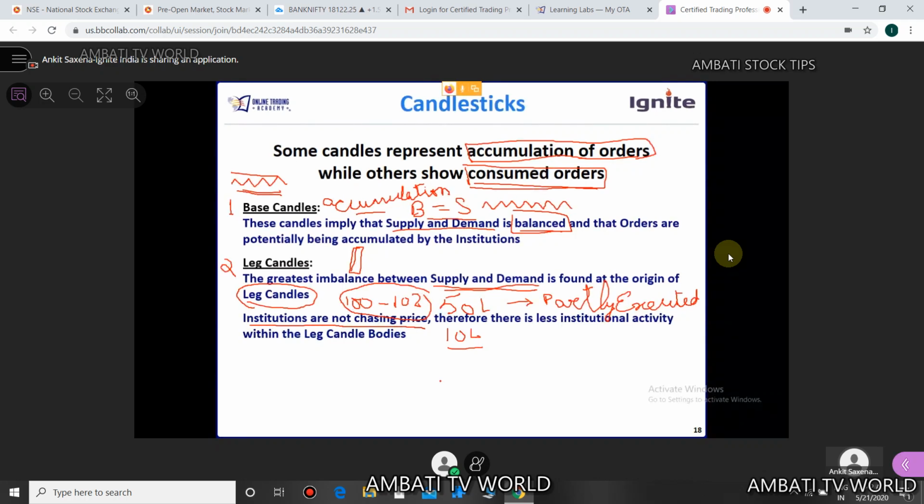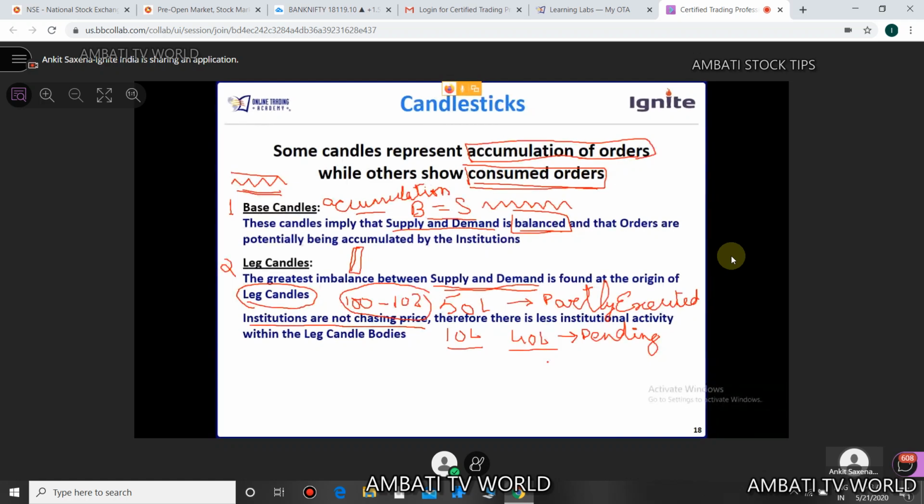Now, after that 10 lakh quantity got executed, how many quantities are we still left with at the same range? It's simple maths. Tell me, guys. At this 100 to 102 rupee range, how many quantities are still left? 40 lakhs quantity, right? So 40 lakh order is still pending. Now, when the 40 lakh order is still pending, are the buyers more or the sellers more here?